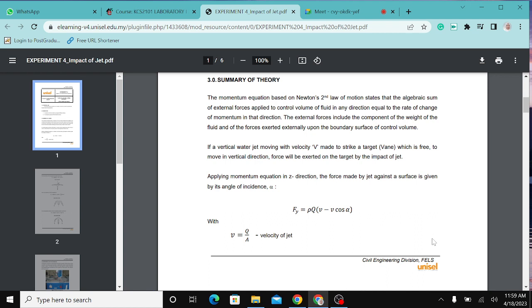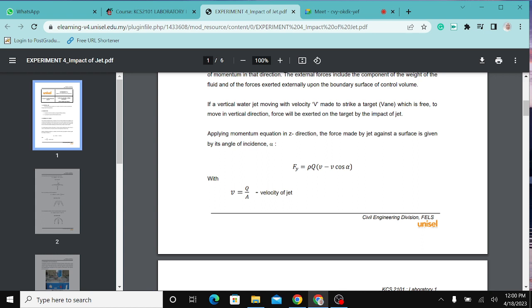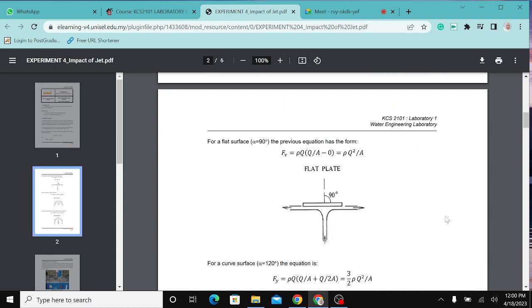So the vertical water jet moving with velocity v is made to strike a target which is free to move in the vertical direction. Applying the momentum equation in the z direction, the force made by the jet against the surface is given by this equation, where v is the velocity of the jet, which you can measure by Q over A. For a flat surface, alpha is equal to 90 degrees, and the previous equation has the form of this new equation, Fy.